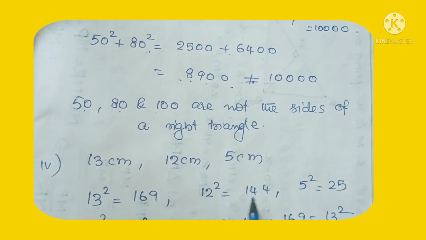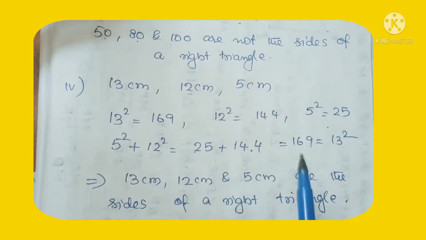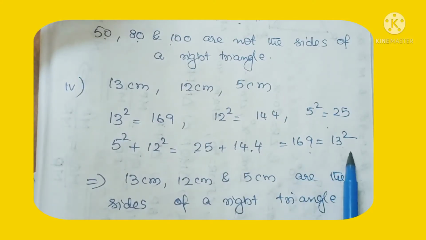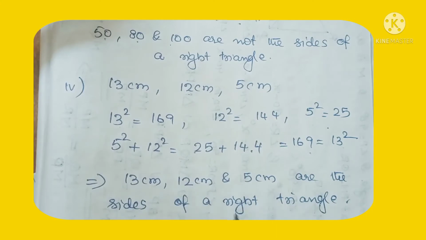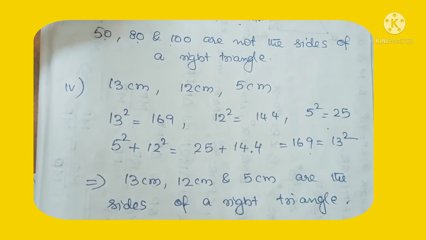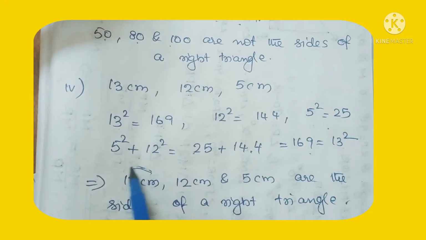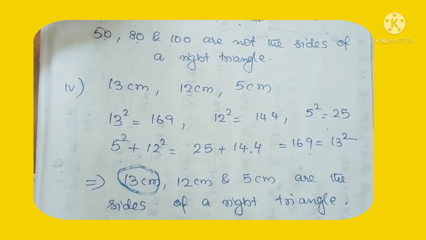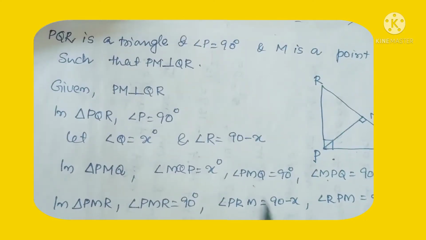Then next, 13 centimeter, 12 centimeter and 5 centimeter. 13 square is 169, 12 square is 144 and 5 square is 25. So 25 plus 144 equal to 169. That is 13 square. So 13 centimeter, 12 centimeter and 5 centimeter are the sides of a right triangle. The side 13 centimeter is the hypotenuse.